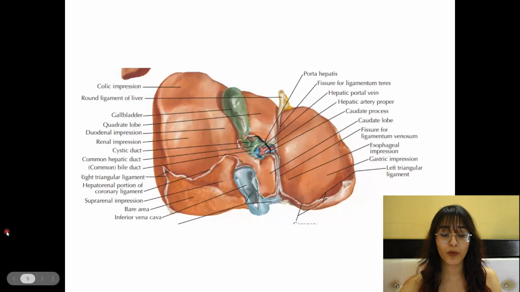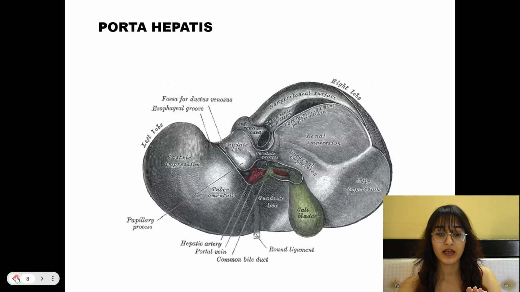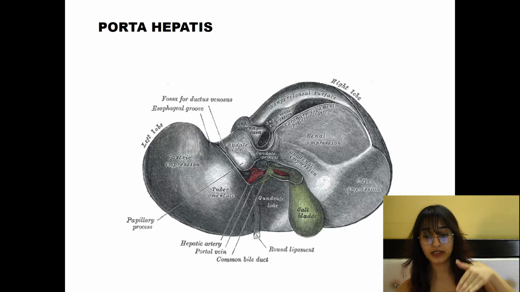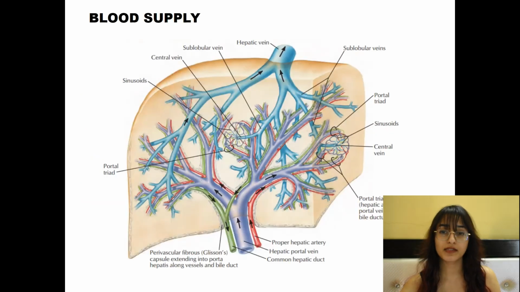Now when a surgeon operates, he does not flip it like so. He has to look at it from the inferior surface. So the liver looks like this. Again, this is your lateral side, this is your medial side. Posteriorly, we have the portal vein. Anteriorly and medially, we have the hepatic artery. Anteriorly and laterally, we have the common bile duct. This is your Porta Hepatis.